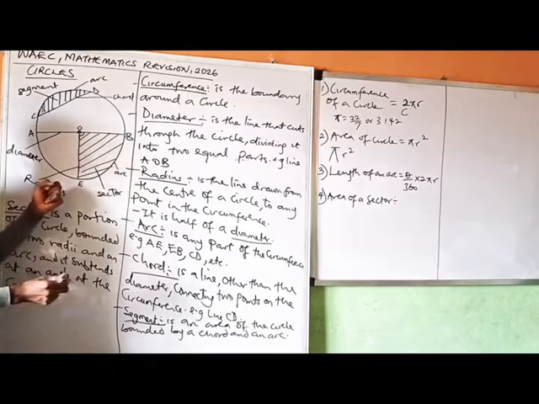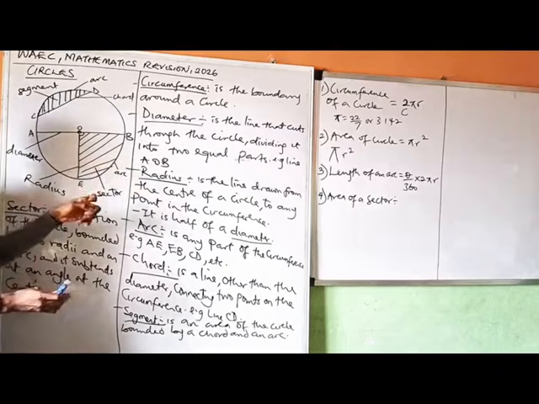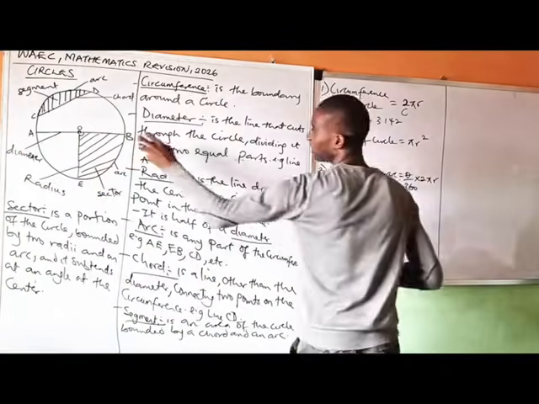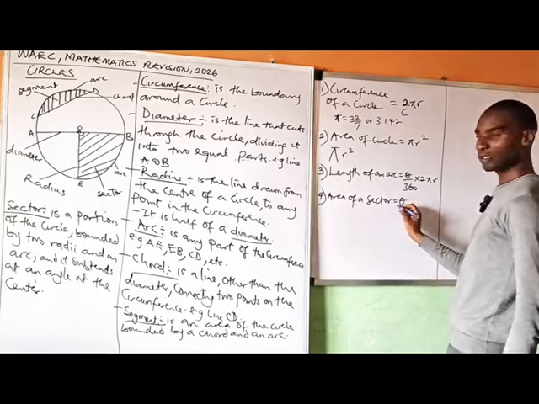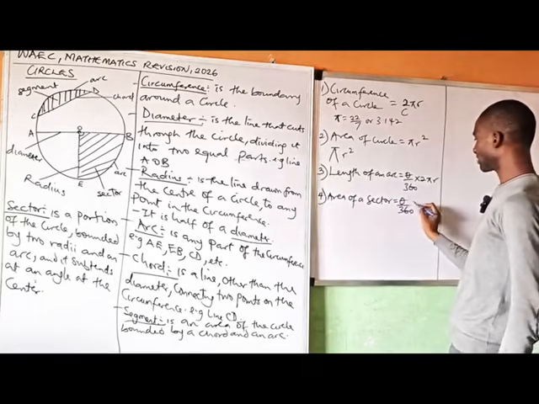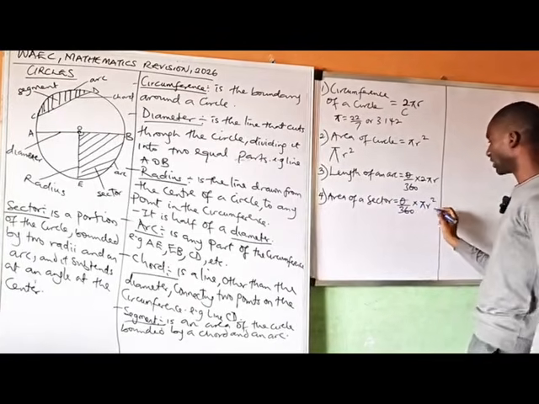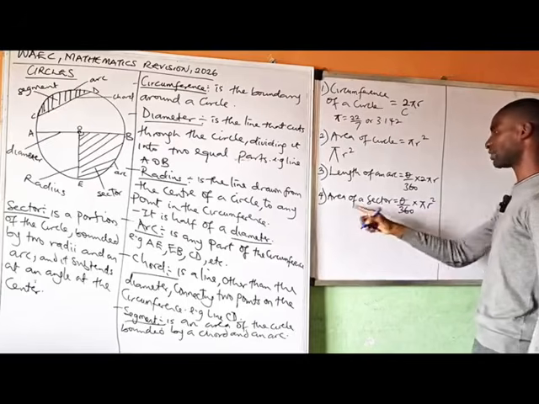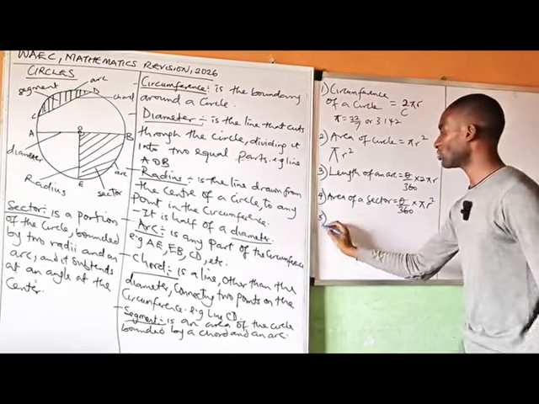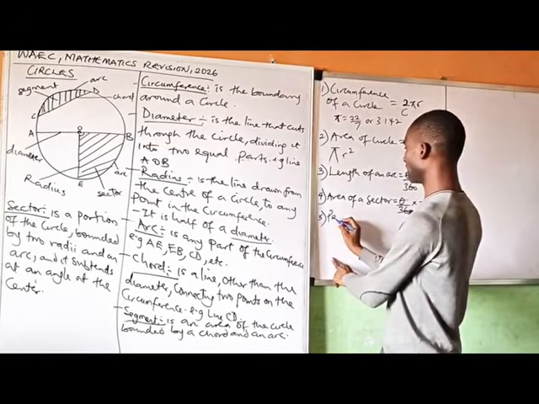So for that sector, now, to talk about the area of this sector, it's going to be theta over 360 times pi r squared. Pi r squared, not 2 pi r now, pi r squared, because we are dealing with area.